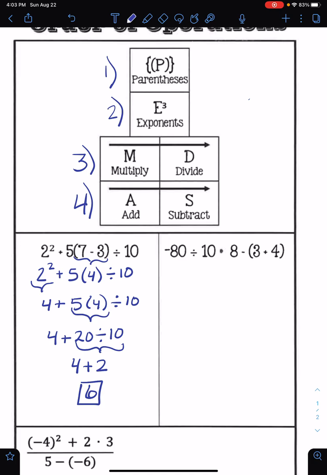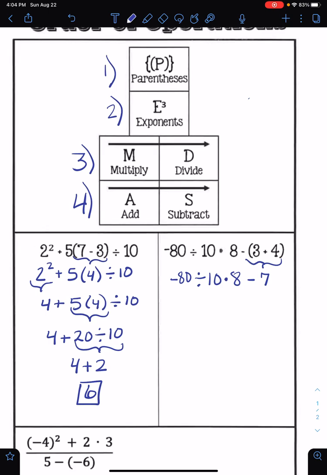All right, the next example, we're going to follow those steps again. So we're looking for parentheses. Here we have 3 plus 4, which is 7. Everything else I'm just going to copy from the original problem. The only thing I did was the parentheses. Everything else I just recopied. Now I'm going to look for exponents. I don't see any exponents, so I'll go to step 3 where I'm going to divide or multiply in order from left to right. In this particular problem, the first thing I see here is negative 80 divided by 10.